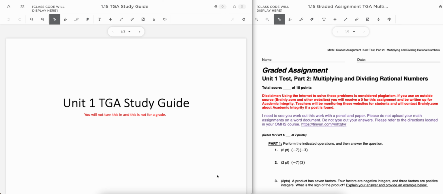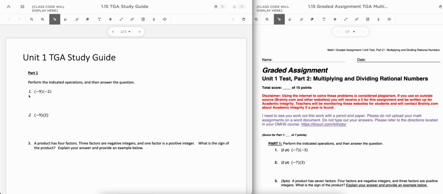This is a review of your TGA for Unit 1. I'll be doing the Unit 1 TGA study guide, which directly correlates with the actual TGA. On the left is where I will be writing and working out the TGA, but I just had the real TGA pulled up on the right side, so you can see how they're the same type of questions. So we'll go ahead and get started.